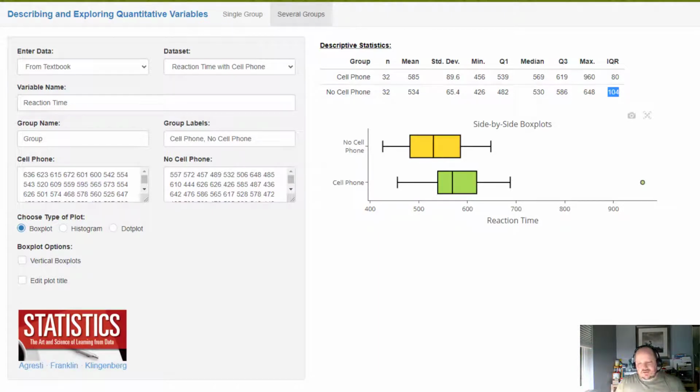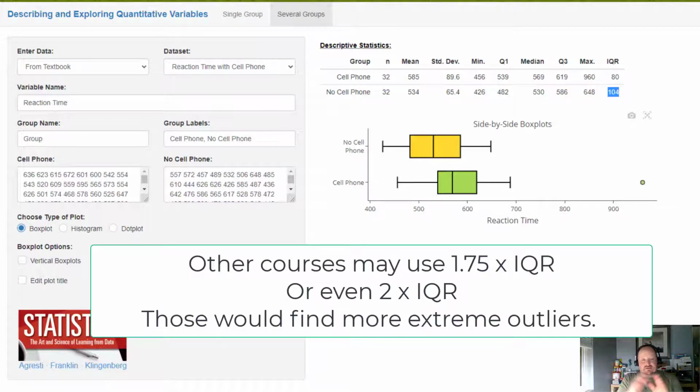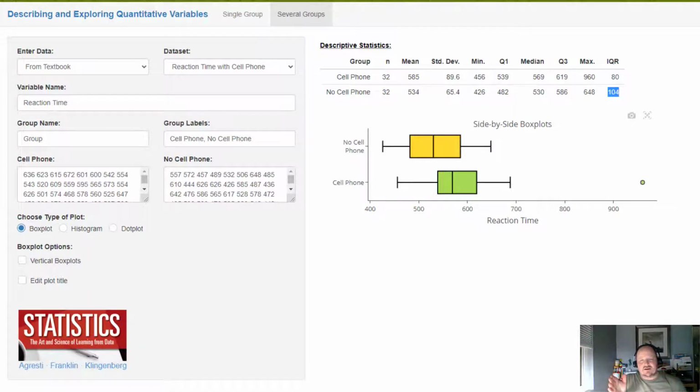Now, depending on your future in statistics, other classes might have extreme outliers, which would be more than 2 times that interquartile range above the upper quartile. So again, all we're doing when we're creating these quartiles and these boundaries is helping us to visualize how spread out things are.